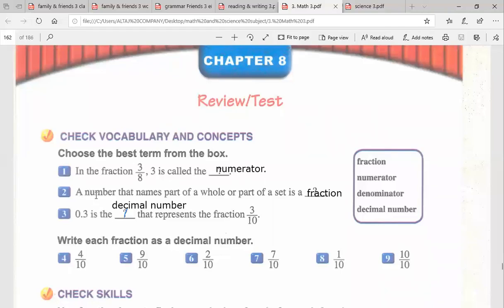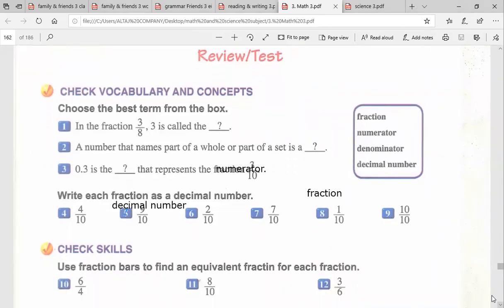Question 2. A number that names part of a whole or part of a set is called fraction. So please write fraction. Question 3. 0.3 is the dash that represents the fraction 3/10. It is what? Decimal number. Now we have to go to question 4. It says write each fraction as a decimal number.